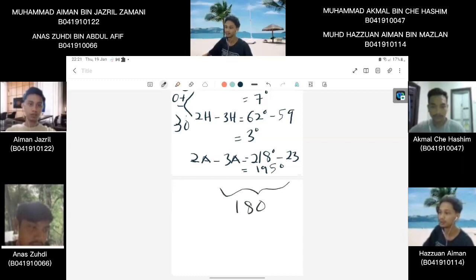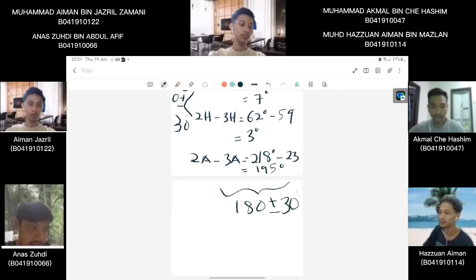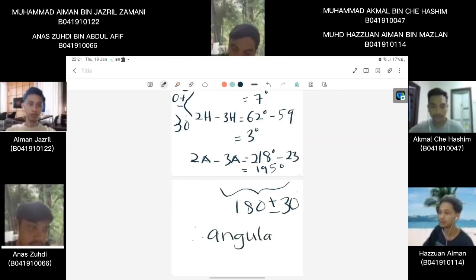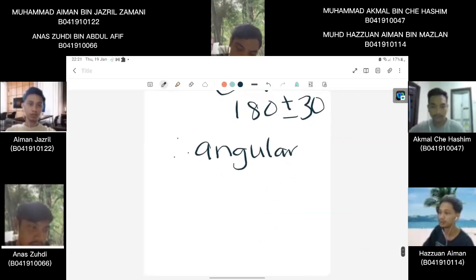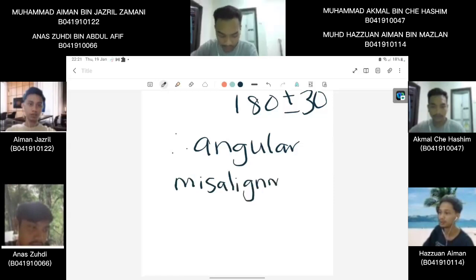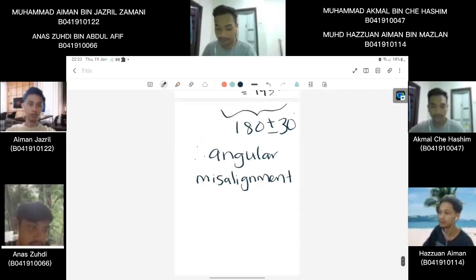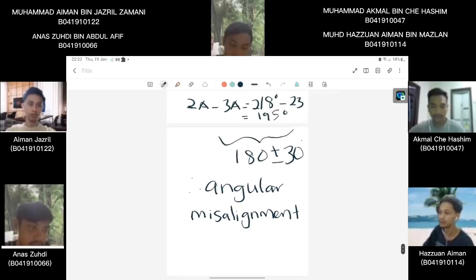So what we conclude is that the type of unbalance is angular misalignment. Correct? Good job, Aiman. Angular misalignment we got here. So at position 1 looseness type B, and then position 2 and 3 angular misalignment. Yes. So that's all for question 2.